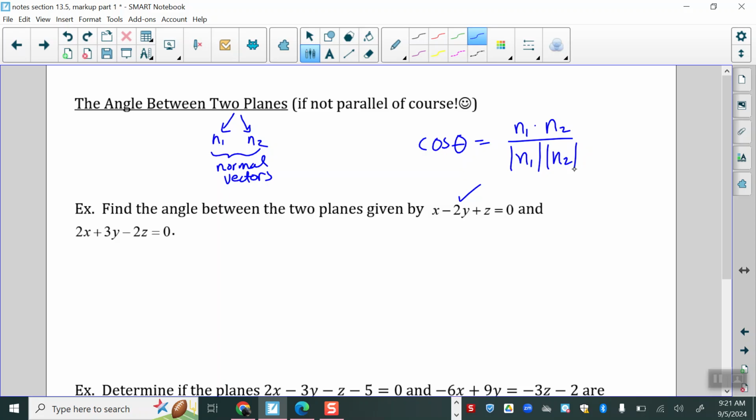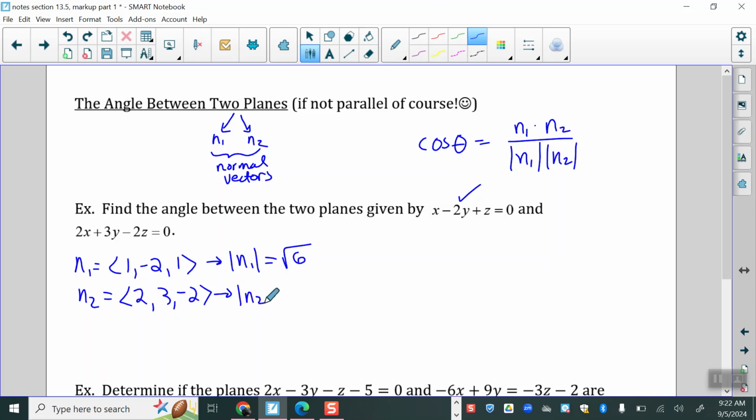So what will my first normal vector be? You told me 1, negative 2, 1. Then write 2, 3, negative 2. And while I'm at it, let's find the magnitude of this normal vector, we're going to need it. So 1 plus 4 plus 1, radical 6. And normal vector 2: square root of 4 plus 9 plus 4, so 17.